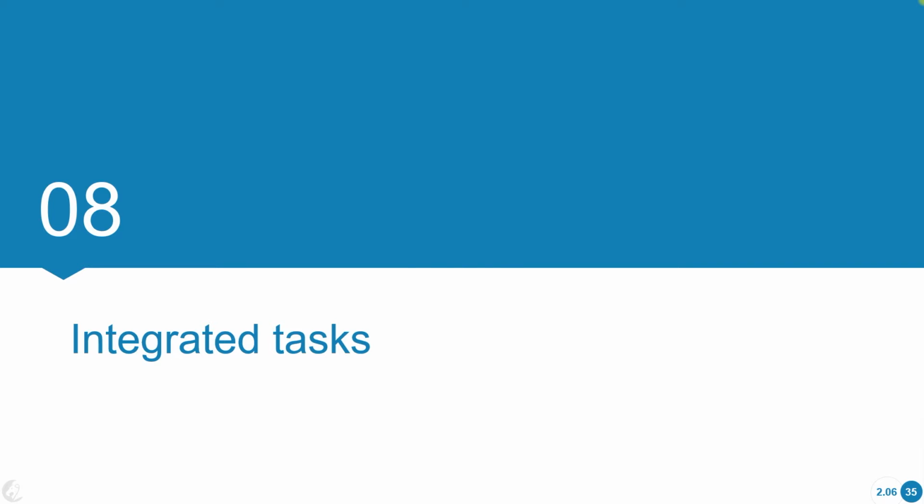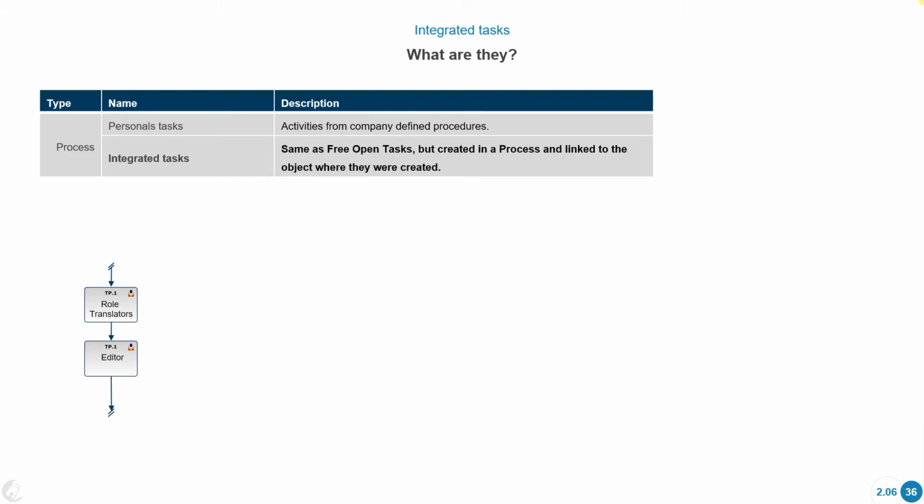Integrated tasks. We can see there are two types of tasks among the ones that need human intervention: the personal tasks and the integrated tasks. The personal tasks are activities that come from company-defined procedures, and the integrated tasks are like free open tasks but created in a process and linked to the object where they were created. An integrated task can be created within an IM, EM and a personal task.